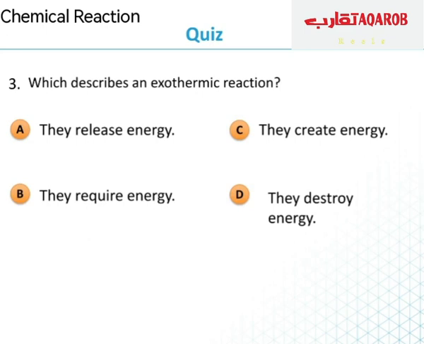Which describes an exothermic reaction? A, release energy. B, require energy. C, create energy. And D, destroy energy. What do you think? Can we create energy or can we destroy energy? For sure, no. So, either release or require. From the name exothermic, it releases energy.